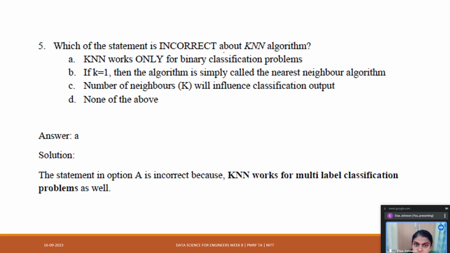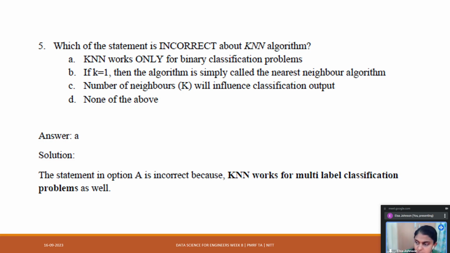So which of the statements is incorrect about the KNN algorithm? The answer is given there. So first I'll read the first one. KNN works only for binary classification problems. That is incorrect, because you can have multi-label classification also with KNN. Now, if k equal to 1, then the algorithm is simply called the nearest neighbor algorithm. That is true. If k equal to 1, you can call it the nearest neighbor algorithm. But if k is 1, it will usually lead to overfitting. Okay, that also is one other problem.